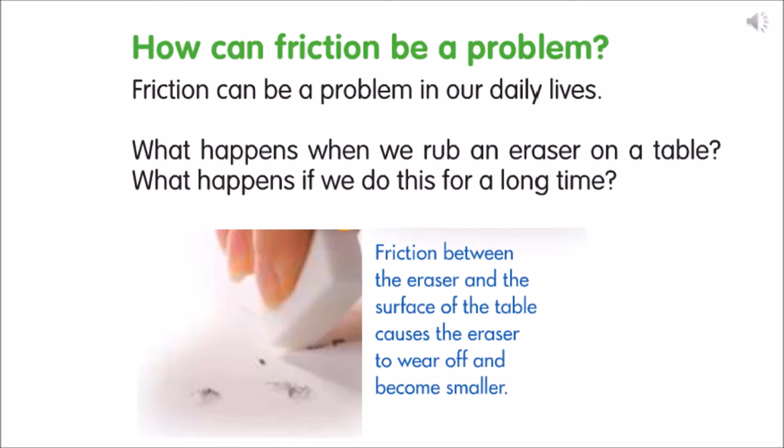We also saw that friction can be a problem in our daily lives. What happens when we rub an eraser on a table? And what happens when we do this for a long time? The friction between the eraser and the surface of the table causes the eraser to wear off and become smaller. So over time, we start to lose our eraser.